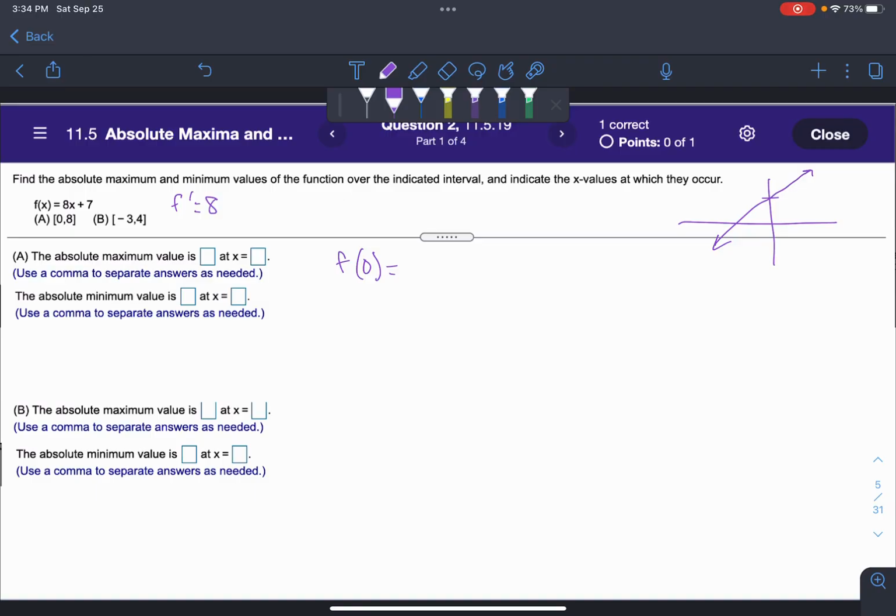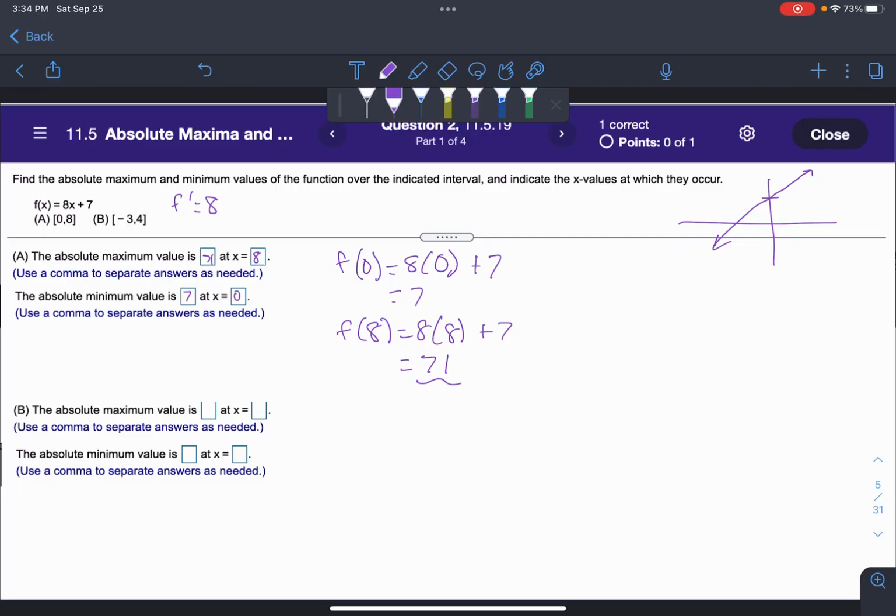So f of 0, just plug in 0 into our original function, I get 7, and then f of 8, plug in 8, and I get 64 plus 7, which is 71. So my maximum value is a 71. This occurs at my right endpoint, and the smallest value is 7, and this occurs at my left endpoint, x equals 0.